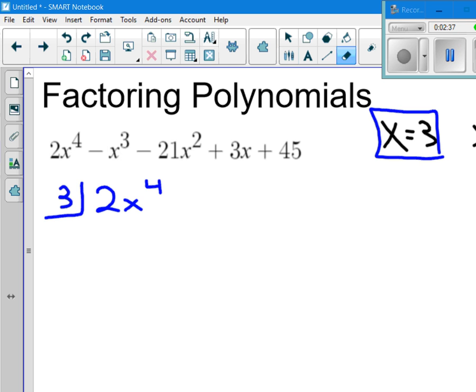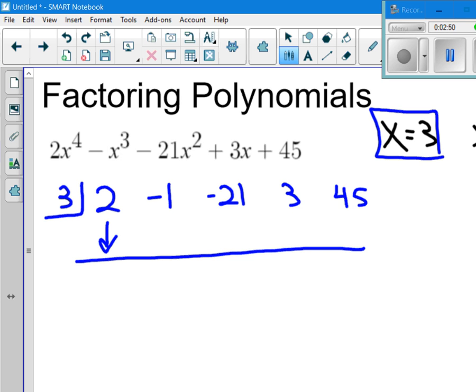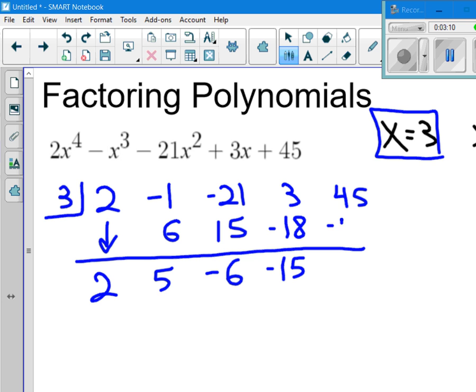So here's 3, and this is synthetic division. I don't have to write x to the fourth. That's a minus 1 in front of the x cubed, minus 21, 3, and 45. And then we just start the synthetic division process. 2 times 3 is 6, minus 1 is 5, times 3 is 15, and negative 21 plus 15 is a negative 6, and times 3 is negative 18, so that's negative 15, times 3 is a negative 45, and 0.